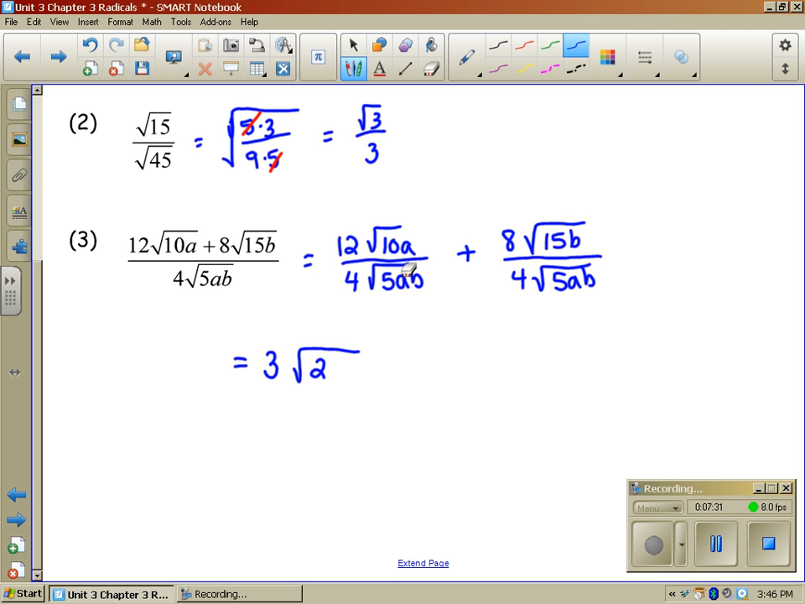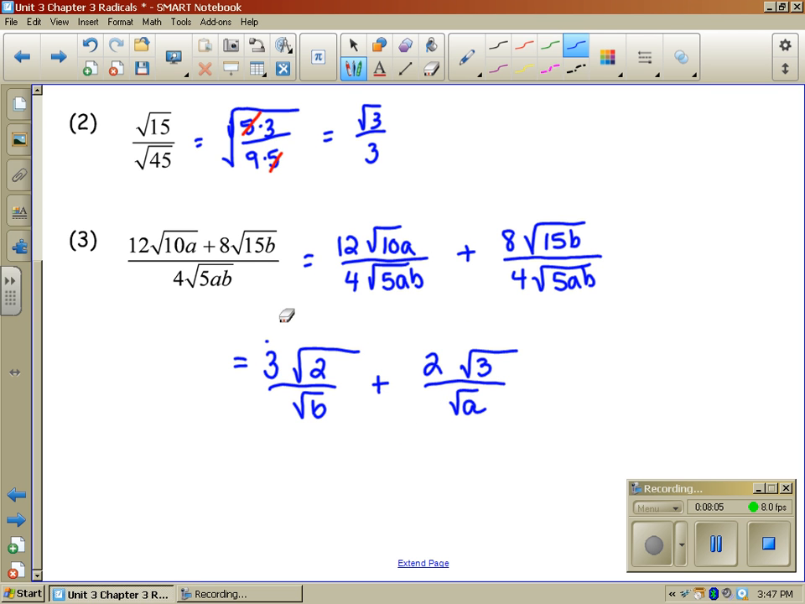The square root of a over the square root of a is going to cancel. And then we have the square root of b on the bottom. Same thing here. 8 divided by 4 is 2. 15 divided by 5 is 3. So that's still under the radical. The b's will cancel. There's an a left on the bottom.